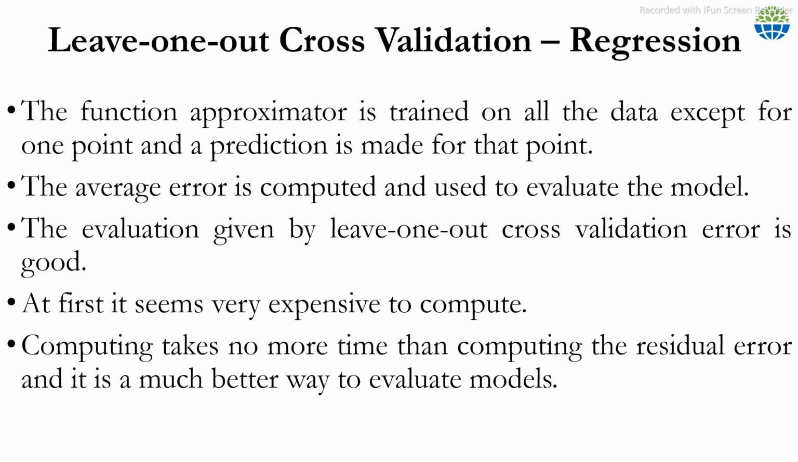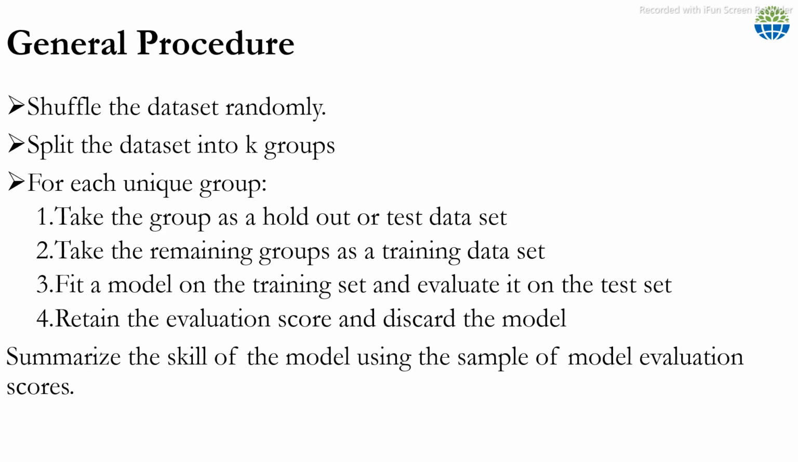Sometimes we use leave one out in the case of regression, where the function approximator is trained on all the data except for one point, and the prediction is made for that point only, the one that has been left out. The average error is computed and used to evaluate the model. The evaluation given by leave one out cross validation error is good. At first it seems very expensive to compute, but computing takes no more time than computing the residual error, and it is a much better way to evaluate the model.